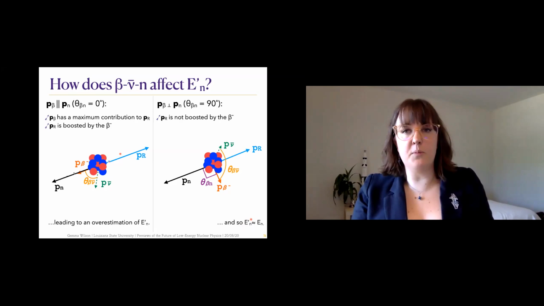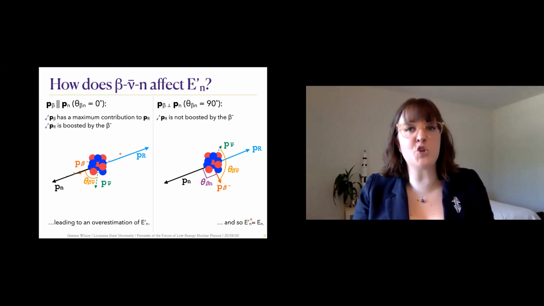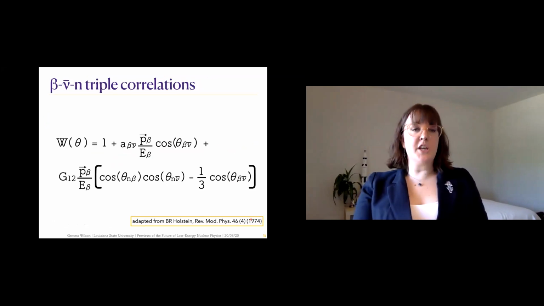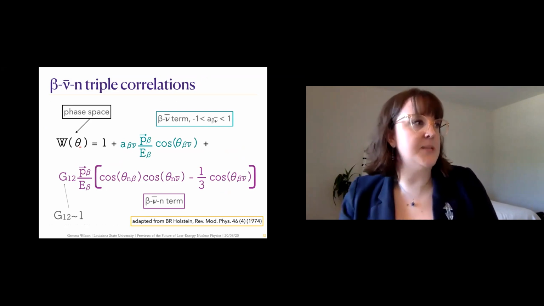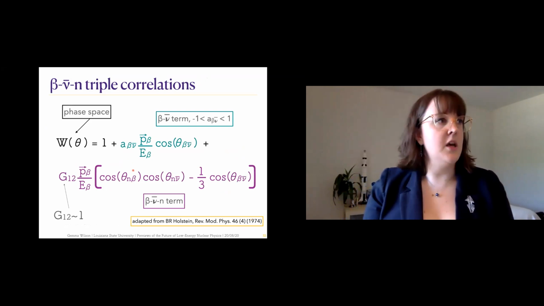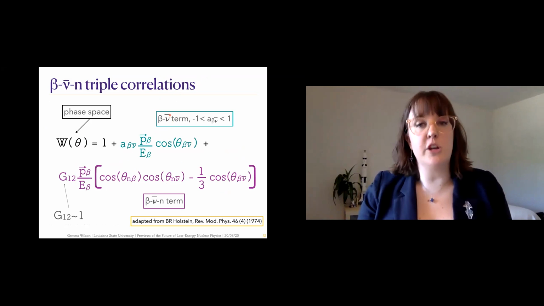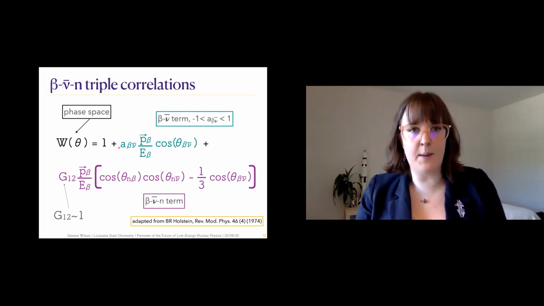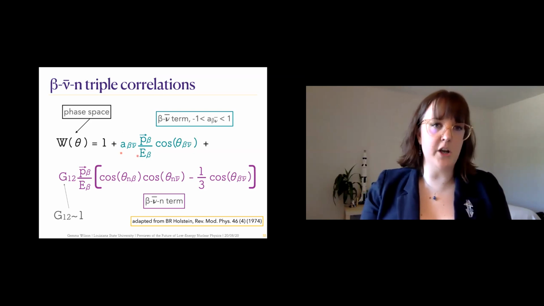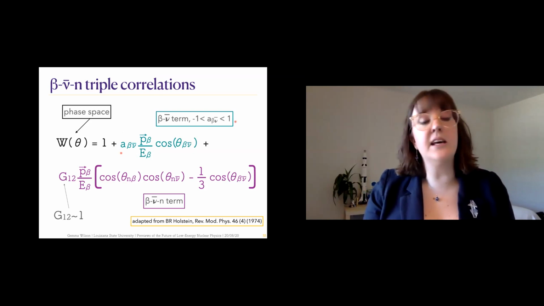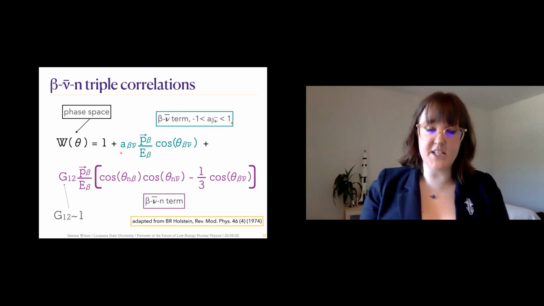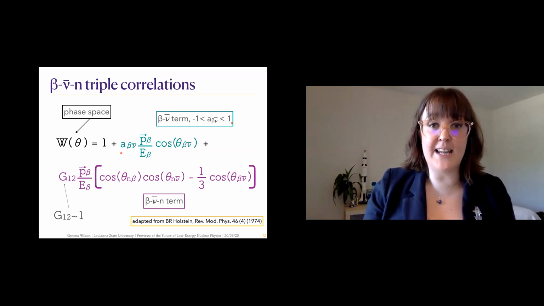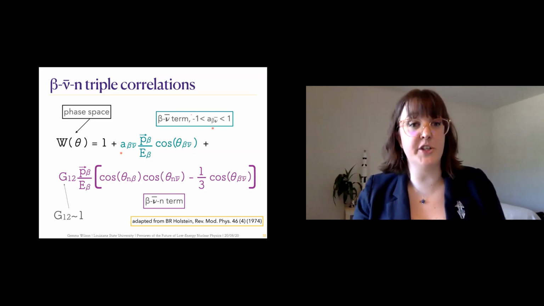So we look at the beta, neutron, neutrino triple correlations. W theta here is the phase space, and then we have three different terms. The second term is the beta-neutrino term. Here we have the angle between the beta and the neutrino, we have the momentum and the energy of the beta, and out front we have this term we've met before, which is the beta-neutrino angular correlation, which is between -1 and +1. For this work, we're assuming allowed Gamow-Teller decay, so it's set to -1/3.